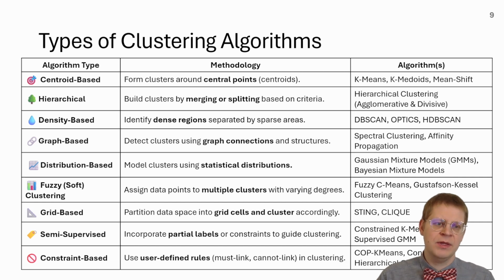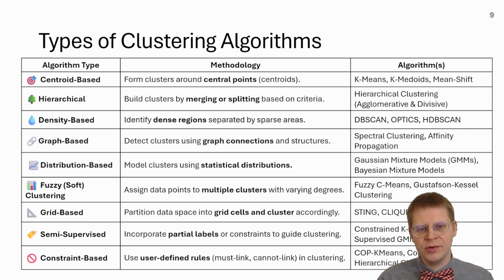Centroid-based methods like K-Means are fast and effective for spherical clusters. Hierarchical approaches excel in revealing nested structures. And density-based methods like DBSCAN handle arbitrary shapes and outliers. Graph-based techniques such as spectral clustering explore relationships, and fuzzy methods like FuzzyCMeans allow for soft boundaries. The choice depends on the dataset and the problem you're solving.